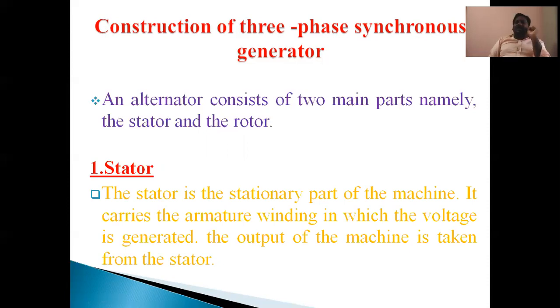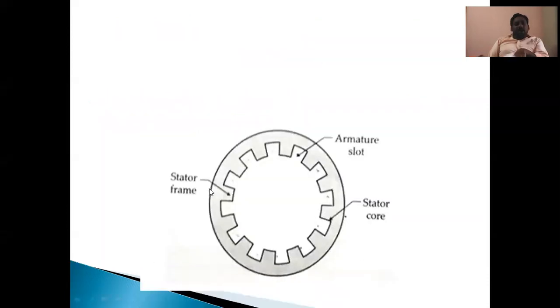Now how is the stator constructed? Mainly the stator has a stator frame. See here, this is the stator of the three-phase synchronous machine. This is the frame, and this is the stator core here. This is the core of the stator. Finally, there are armature slots. Slots are provided for the armature to accommodate the armature windings. Armature windings are the conductors. Generally, we use copper conductors for the armature winding.